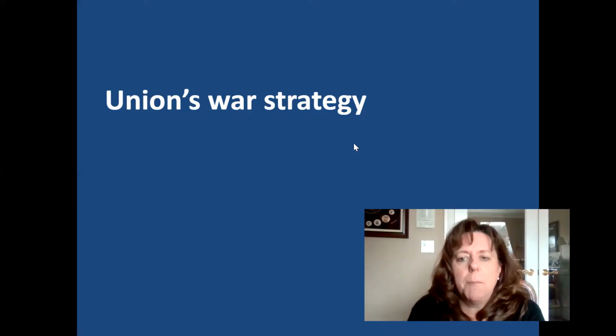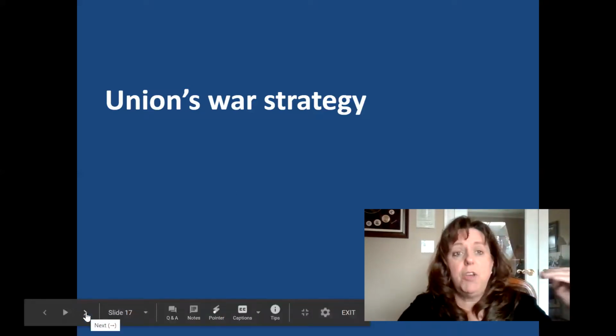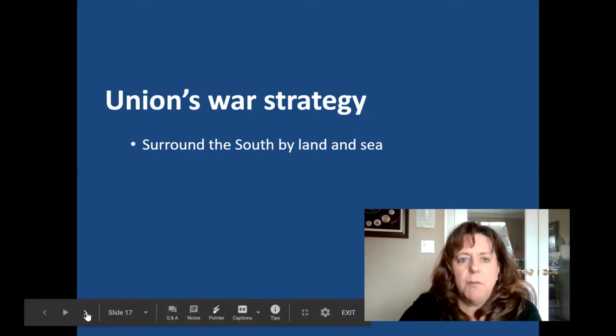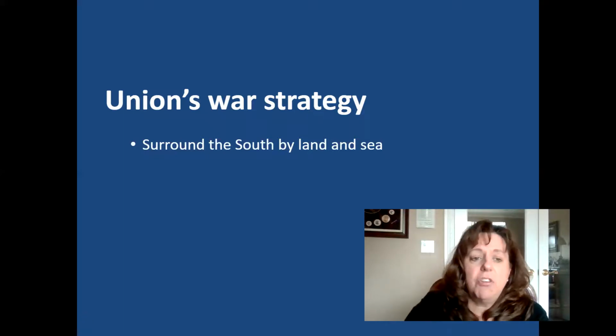I care more about reasons behind things. So let's talk about the war strategy for the Union, the North. What were they going to do? Well, they had this total war plan. They were going to attack the South by land and by sea and totally crush them.